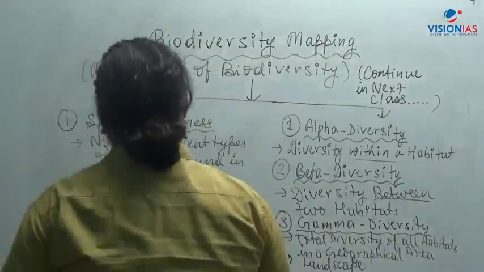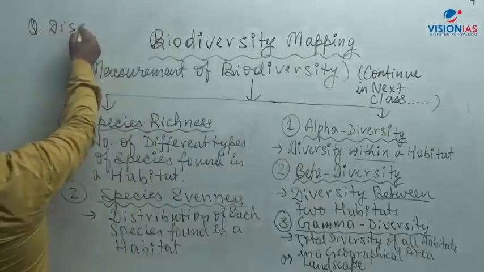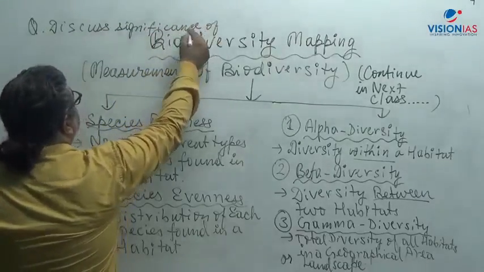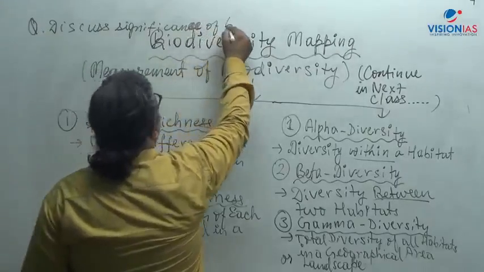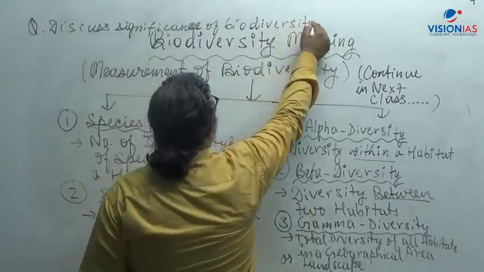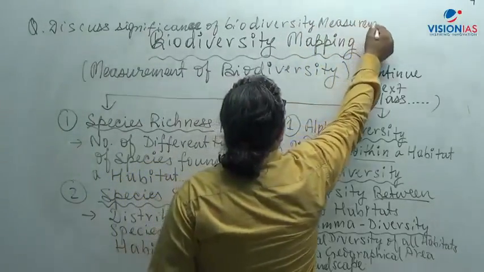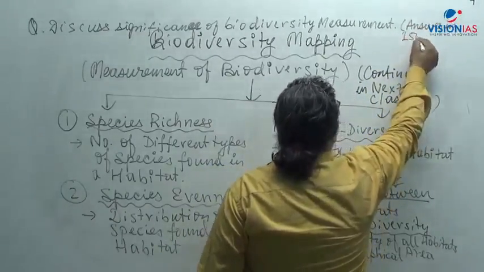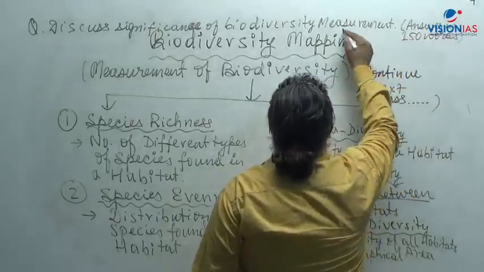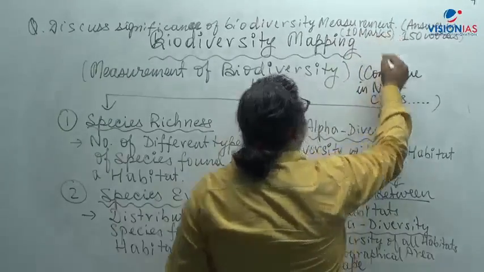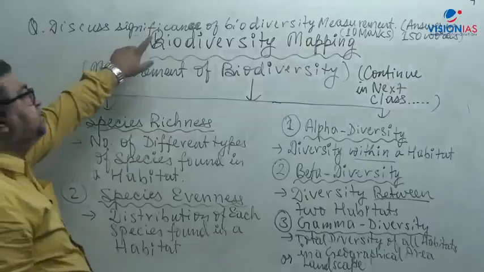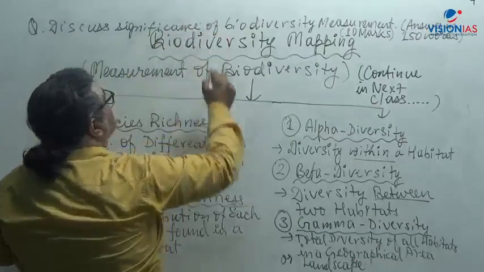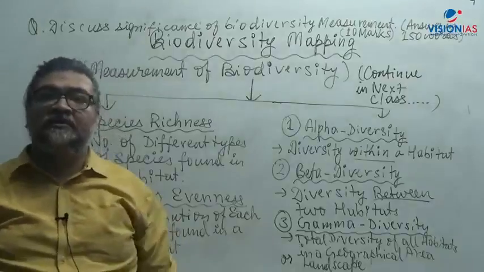Your assignment question is: discuss the importance or significance of biodiversity measurement. This is your homework assignment question. You have to answer in 150 words. Why is biodiversity measurement important? It is a 10 marks question. What is the homework assignment question? Discuss significance of biodiversity measurement. You have to answer in 150 words, 10 marks question.